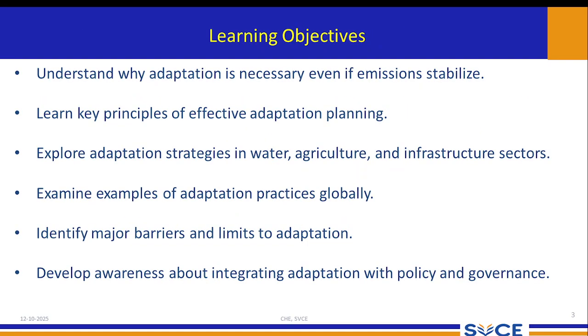Coming to the learning objectives of today's lecture: understand why adaptation is necessary even if emissions stabilize. Learn key principles of effective adaptation planning, how to go about effective adaptation planning. Explore adaptation strategies in water, agriculture, and infrastructure sectors. Examine examples of adaptation practices globally. Identify major barriers and limits to adaptation. Develop awareness about integrating adaptation with policy and governance.